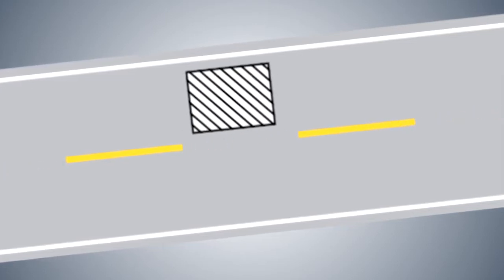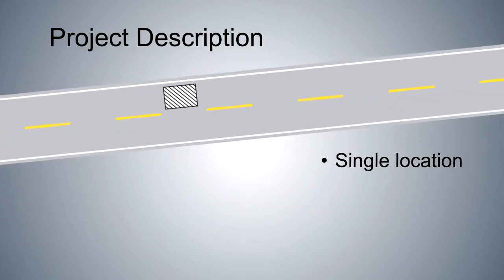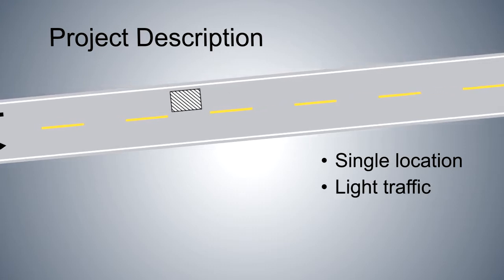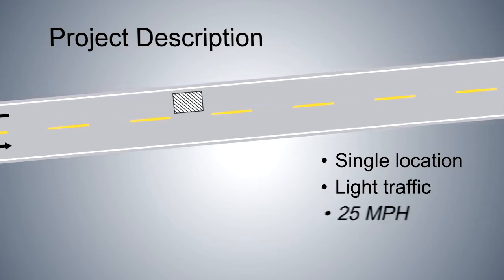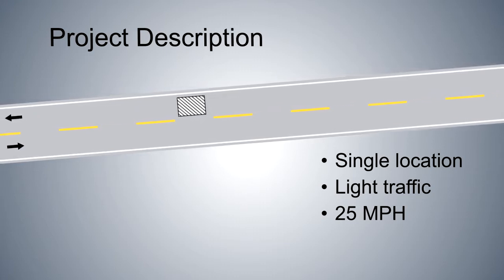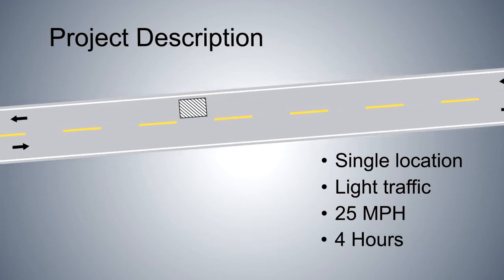To illustrate how agencies use the MUTCD, let's follow a maintenance supervisor on a project to repair a storm sewer drain on a residential street. According to the work order, repairs will take place at a single location where the traffic is anticipated to be light, less than 50 cars per hour, and the speed limit is 25 miles per hour. The supervisor thinks his crew can finish the repairs within 4 hours.